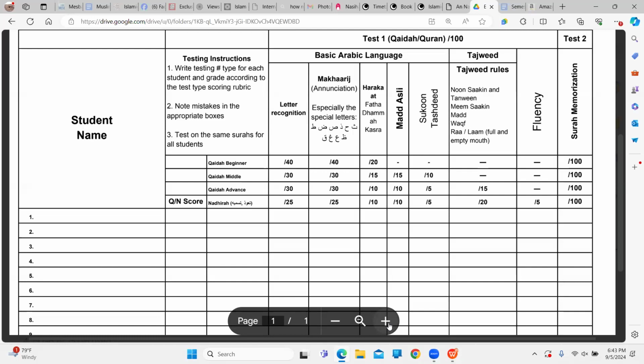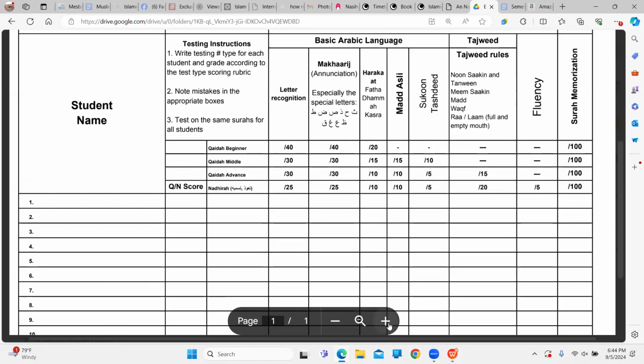You understand? That is only if they have learned the lesson of Mad Tab'i. If they have not learned Mad Tab'i, then you cannot count that as a mistake. If they're saying Hamza, Fatha, Fatha, Ba, you cannot count that as a mistake. But once they learn Mad Tab'i, then Ba, Fatha, Ba is a mistake. Okay?